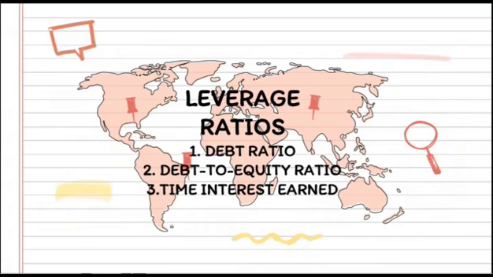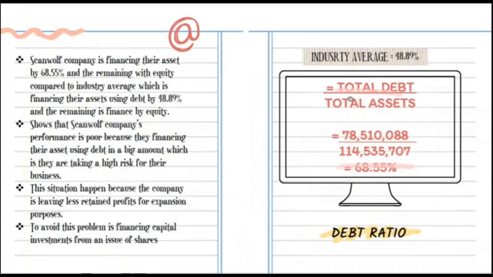Next, we're gonna look at leverage ratios. I'm gonna present about debt ratio, debt to equity ratio, and times interest earned. Okay, first of all, debt ratio. What is debt ratio? It is a ratio to measure the percentage of the company financing their assets using debt.